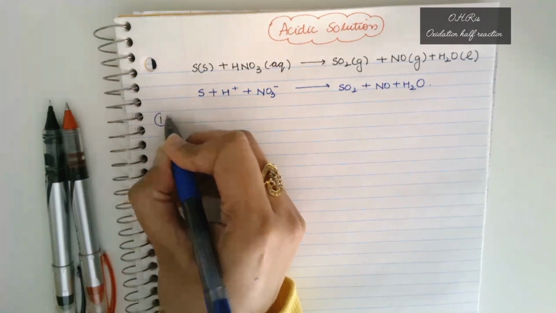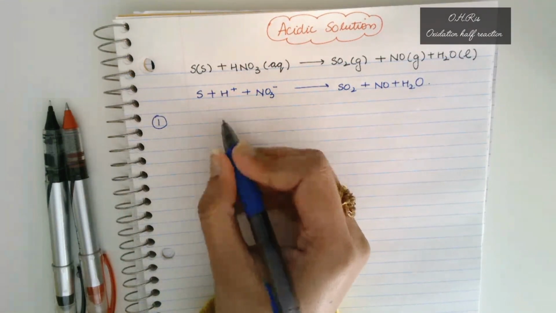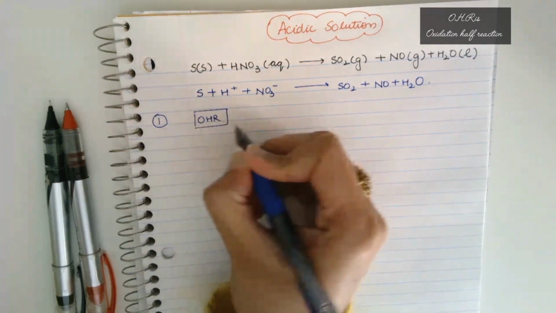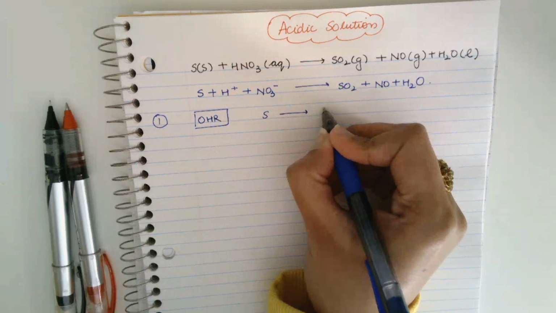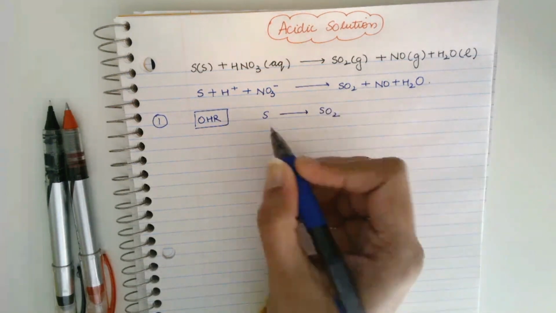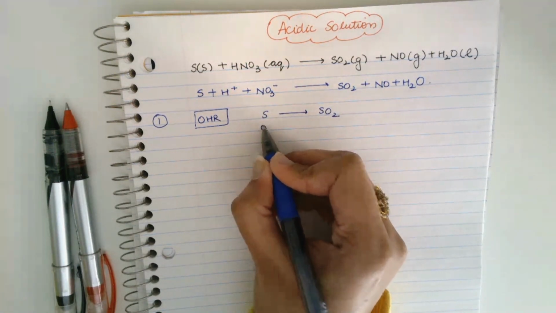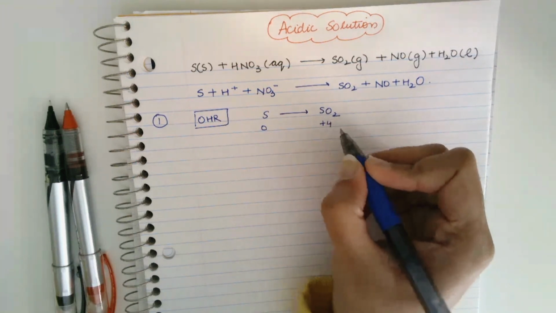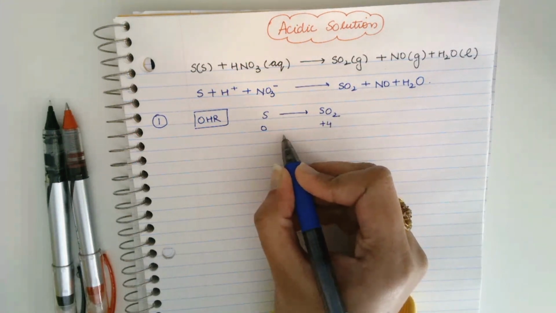The next step is to write the unbalanced half reactions. For the oxidation half reaction, we have S gives SO2, as the oxidation state for sulfur is 0 and the oxidation state for sulfur dioxide is +4. That means there is a loss of electrons.